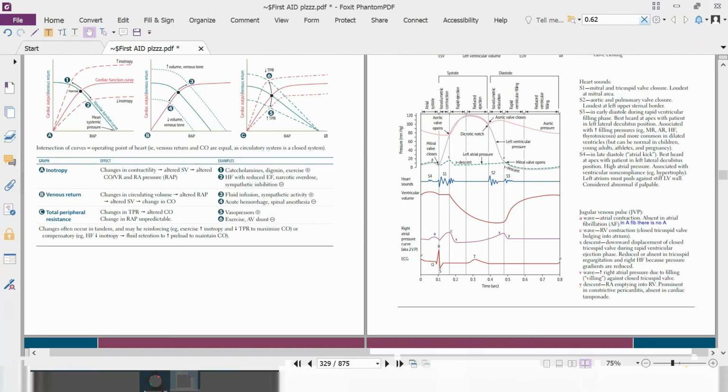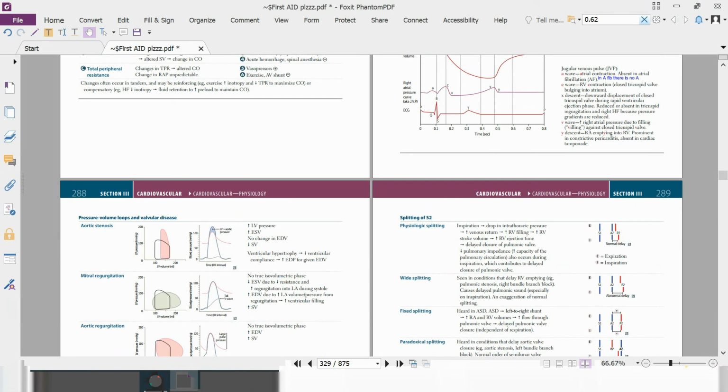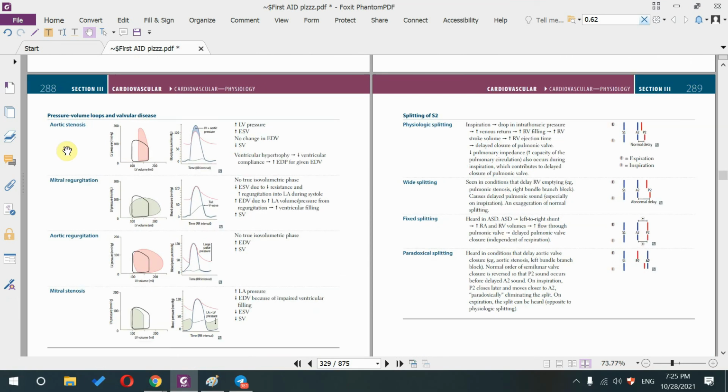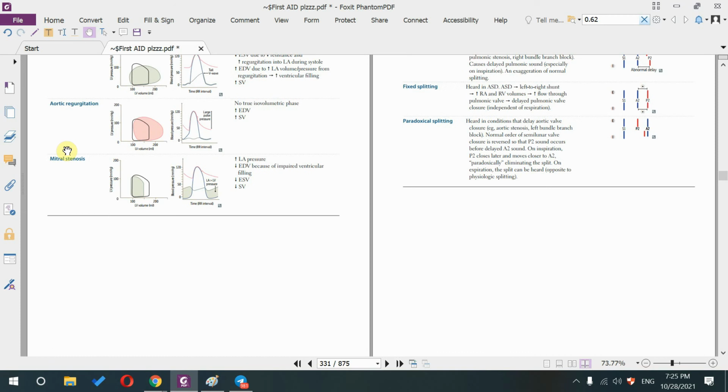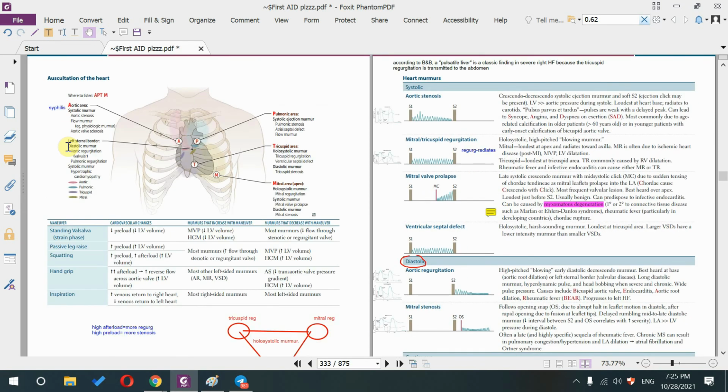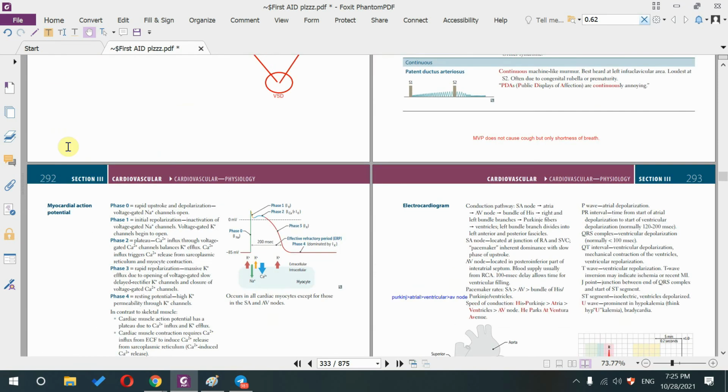Okay, so next thing, here we are going to speak about some heart sounds. So here it becomes more interesting for most students, because now we are going to describe heart sounds.